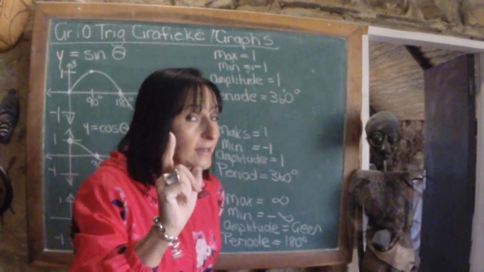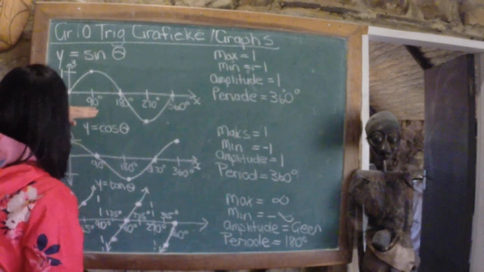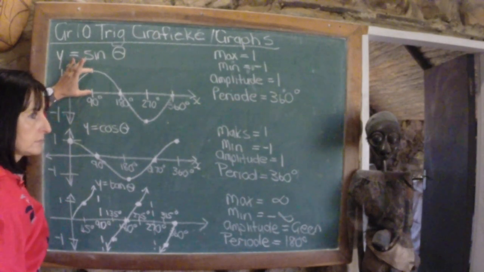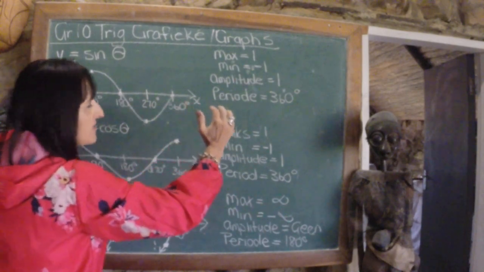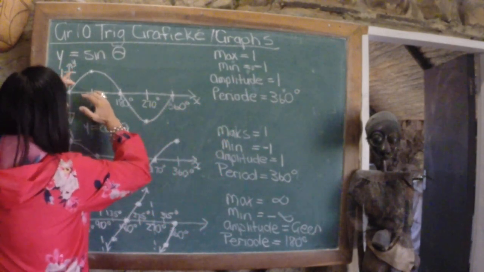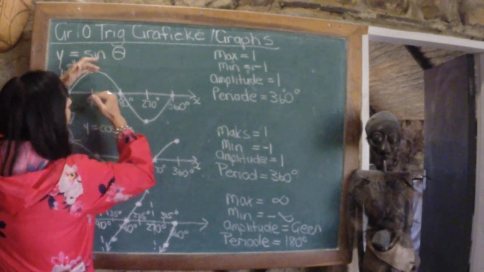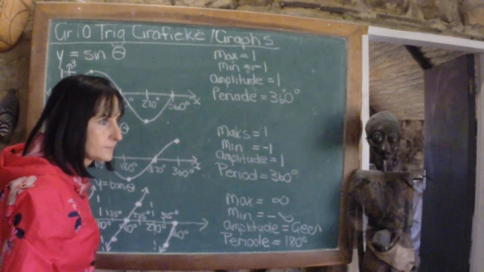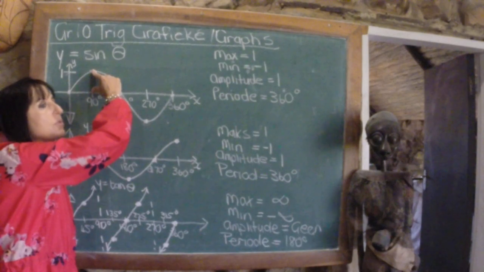The amplitude, that's a big word, but listen what the amplitude is. If you measure from the x-axis to the maximum, or let's name the x-axis the horizontal, from the horizontal to the maximum, from the horizontal to the minimum, it's going to be the same. That value is your amplitude.